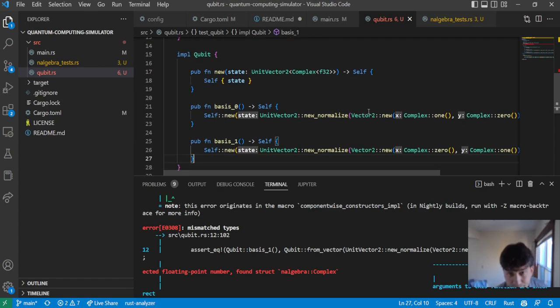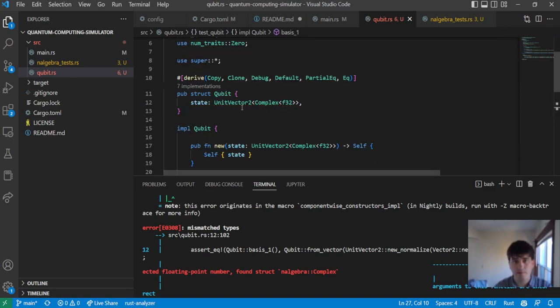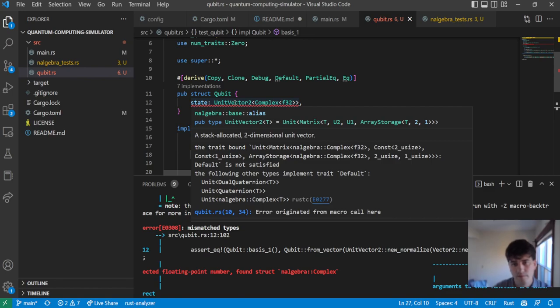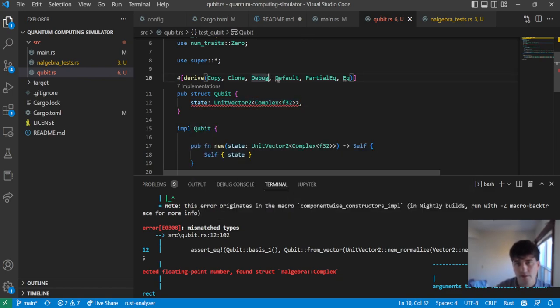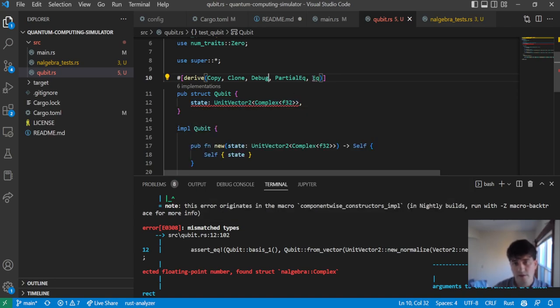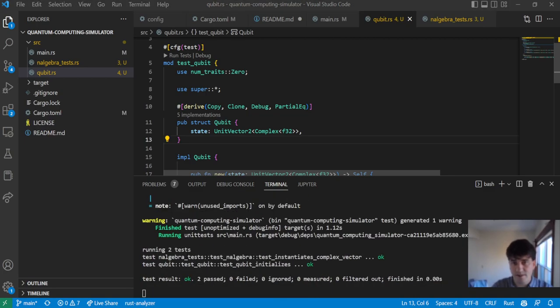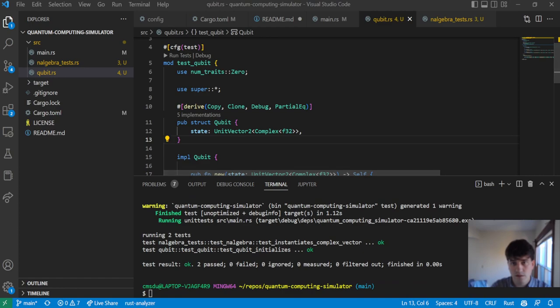Okay. And we're being yelled at because it doesn't implement default. That's fine. It doesn't implement equal. That's also fine. Okay. We expect our test to pass. Okay.